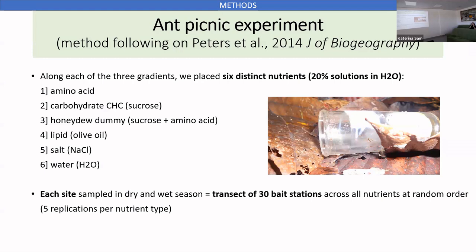And each site was sampled repeatedly in dry and wet season by a simple transect of these baits, where you put them in a random order, just pulling them from the bag, and then later you take note which nutrient was it. So it's actually five replicates per site of each of these nutrients.